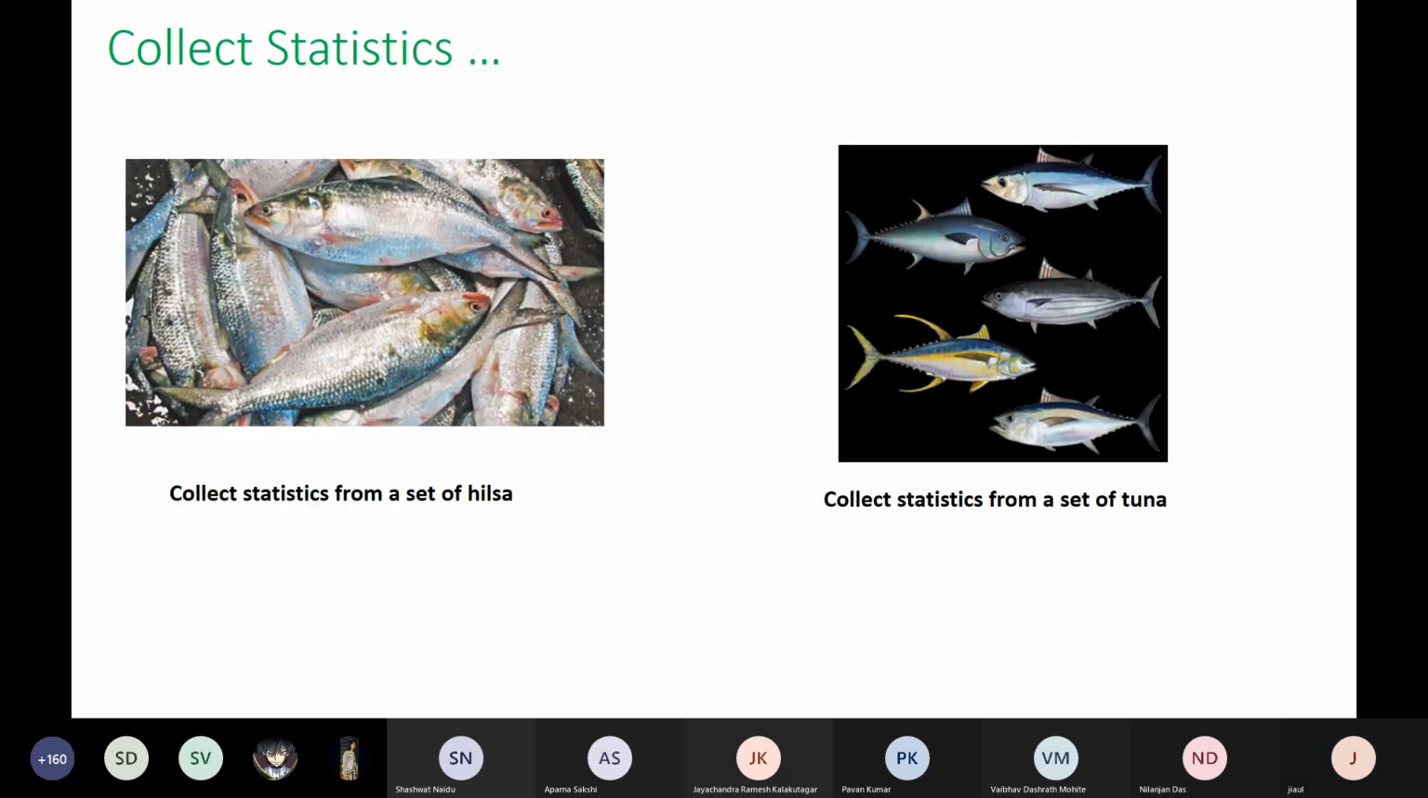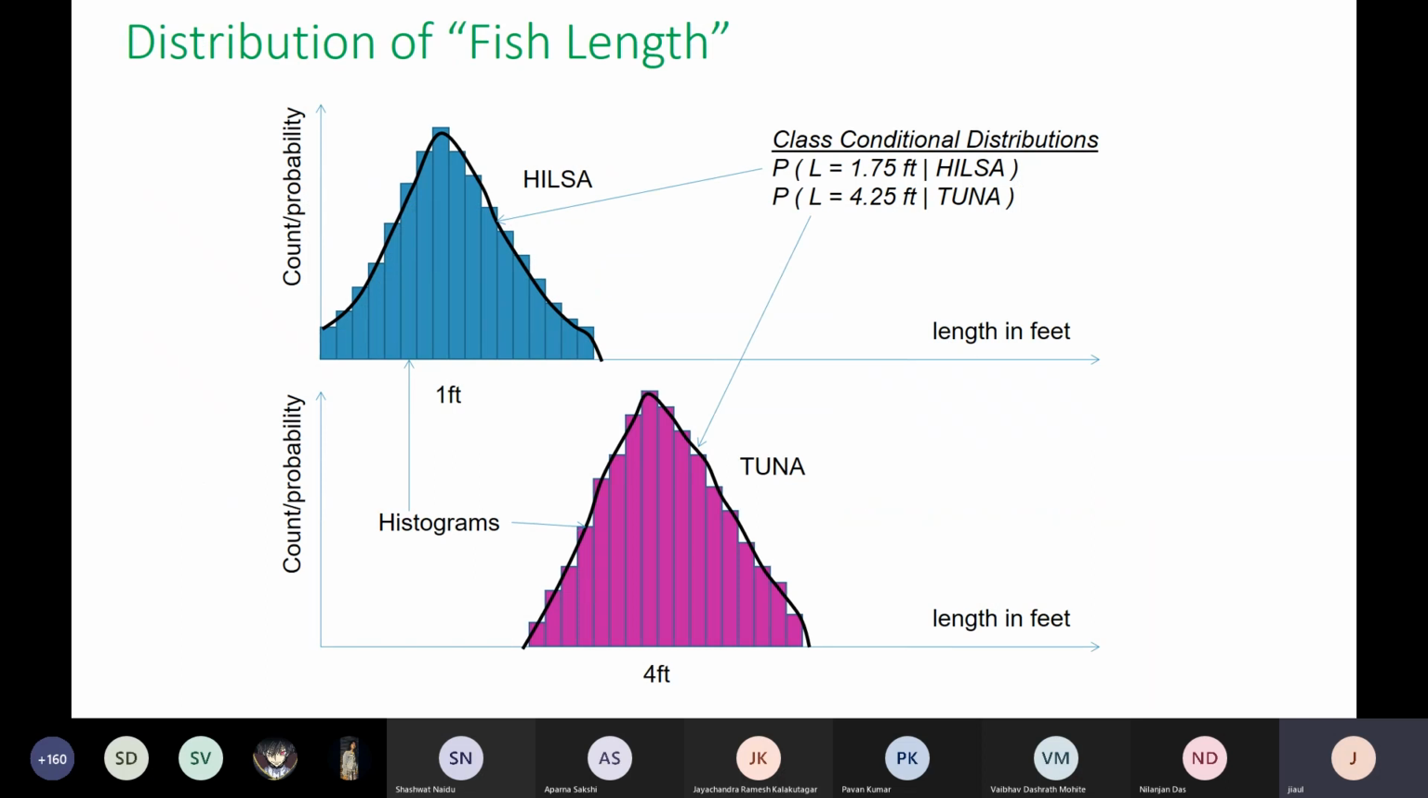The simple way, and there is no smart feature engineering in this case, unlike neural networks. Here the feature engineering has to be done by you. So the first thing that we do is collect statistics from a set of Hilsa, and also collect statistics from a set of tuna. Statistics which you think will be relevant to make the decision. In this case, for example, length, or you can use something like color or other things as well. So now, the distribution of fish length.